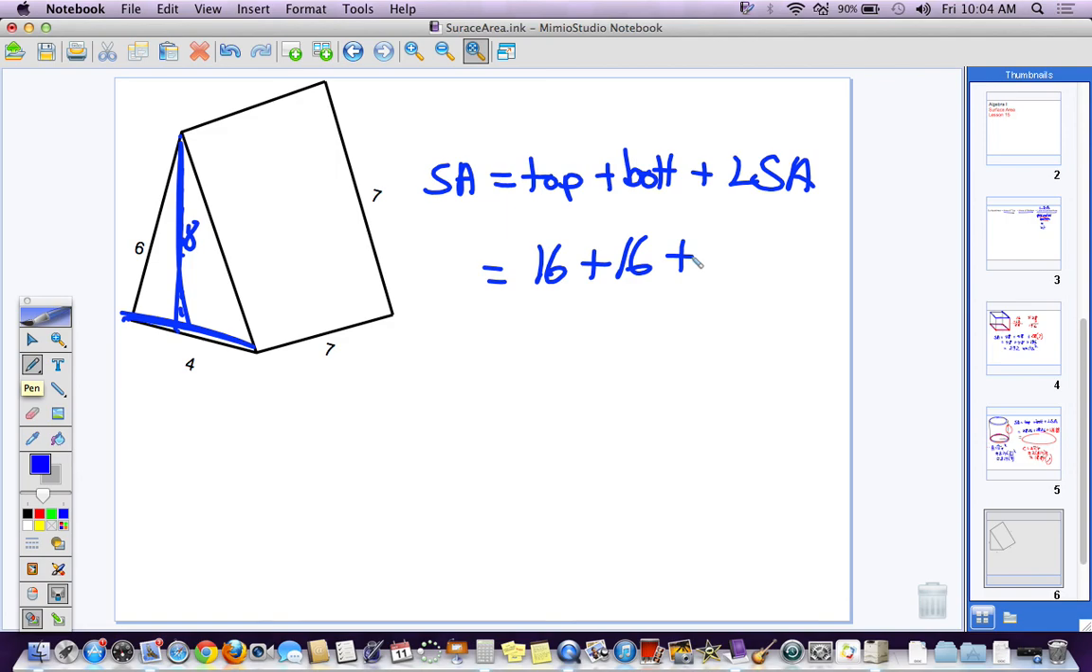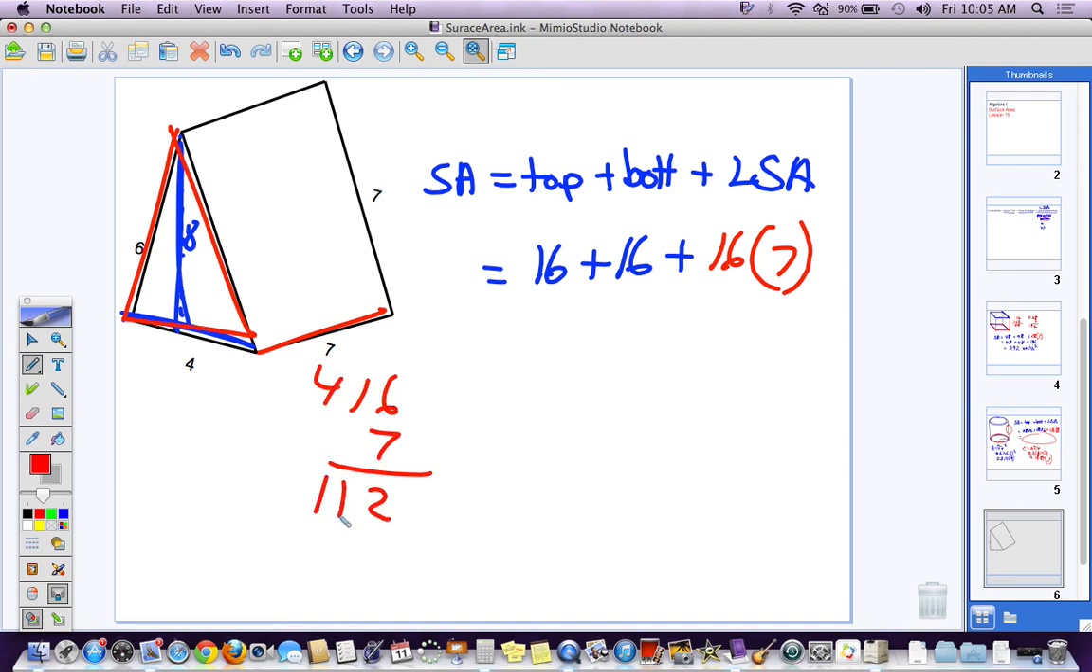Now, how about the lateral surface area? Find the perimeter of the bottom. Remember, the bottom now is that triangle shape: 6 plus 4 plus 6. So 6 plus 6 is 12, plus 4 more is 16. Now take that times the height of 7, and I get 112. So I have 16 plus 16 plus 112, and I'll let you finish that out.